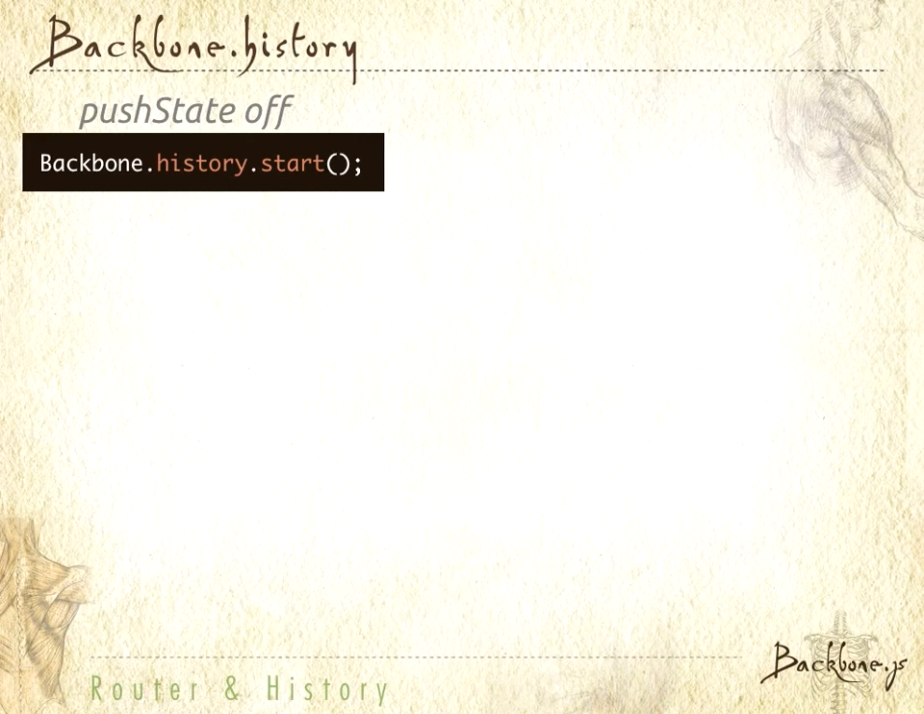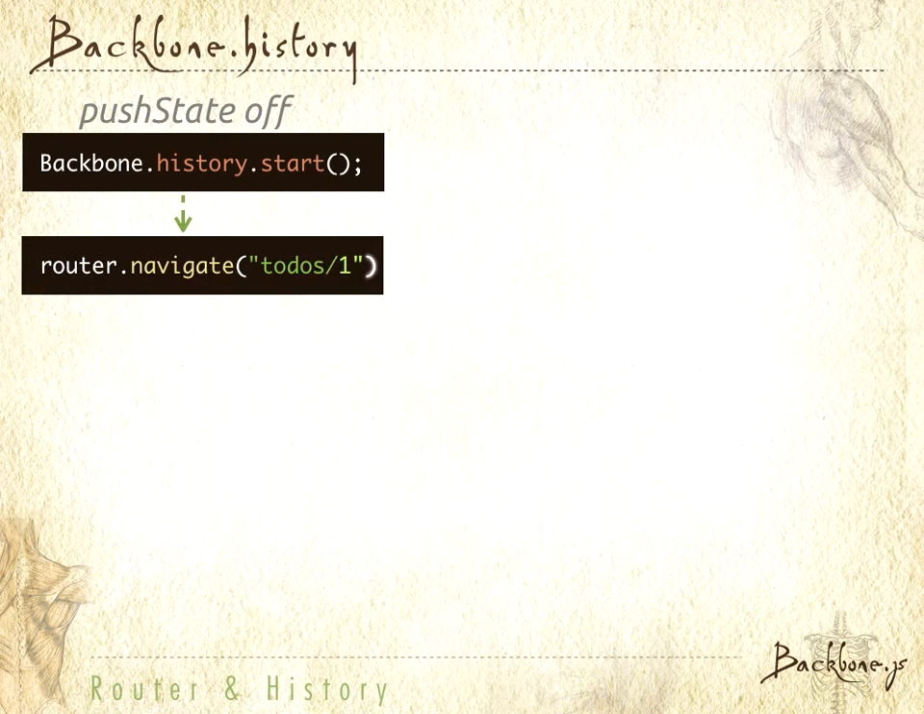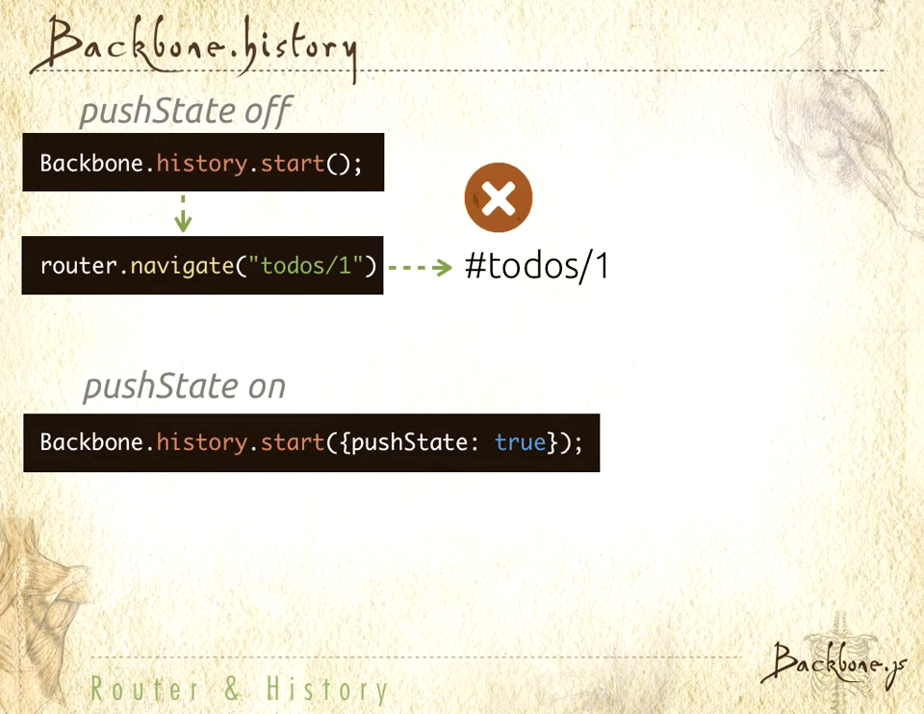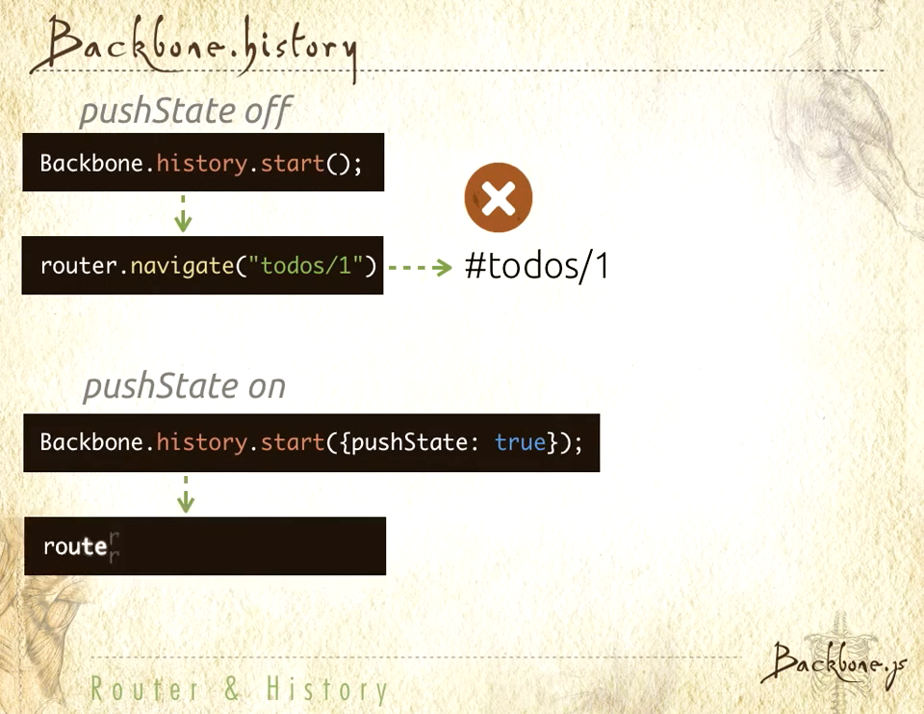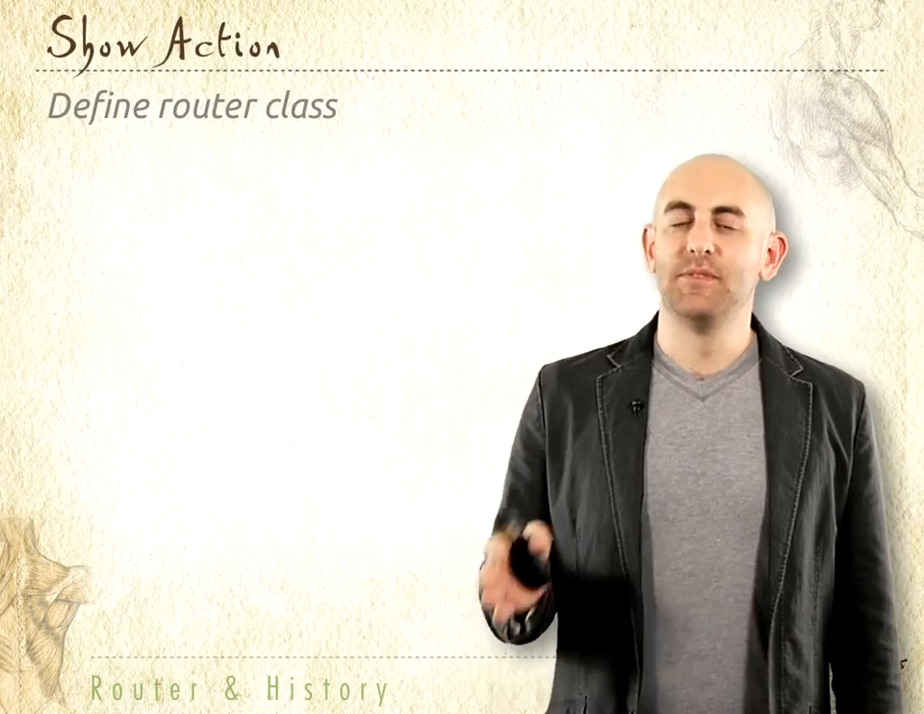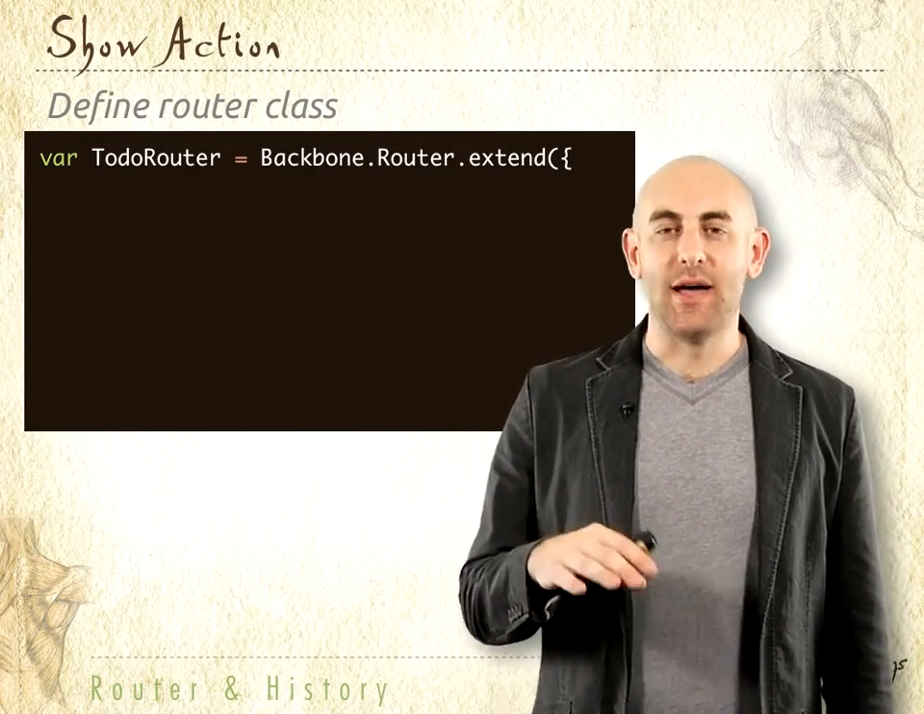And as you can see here, if we call start with no parameters, pushState is going to be off, and our URLs are going to have that hash mark in front of them. And this is not great. Instead, when you call start, you can pass in pushState: true. And now when we navigate on our router, we'll have a slash in front of our URL instead of that hash mark. Let's take these concepts and implement our to-do app router.